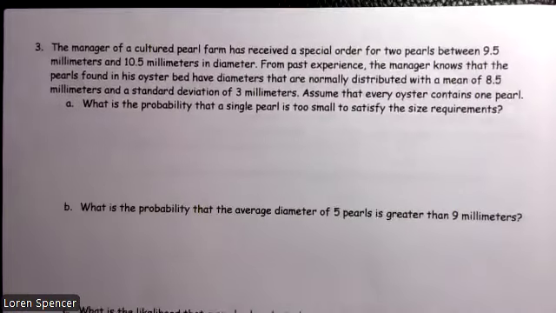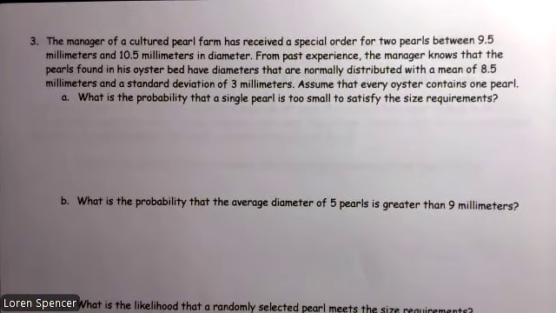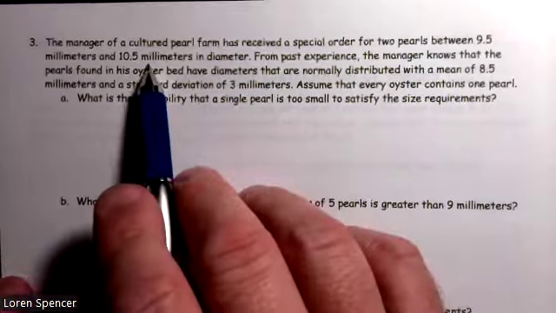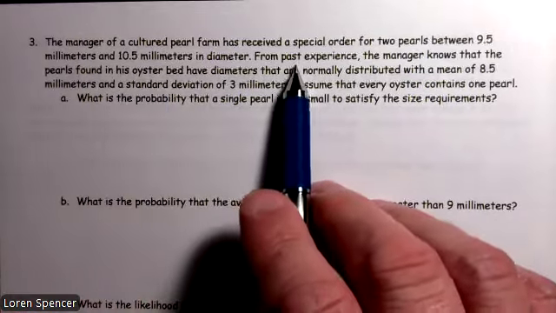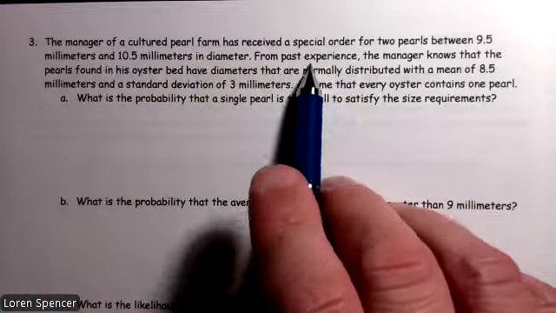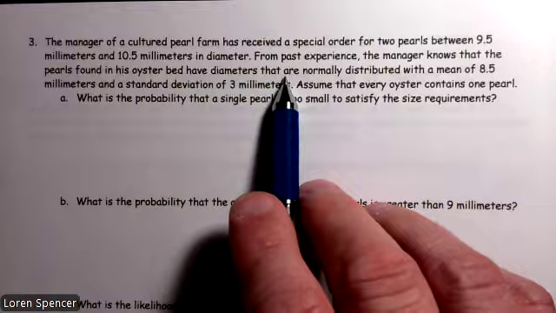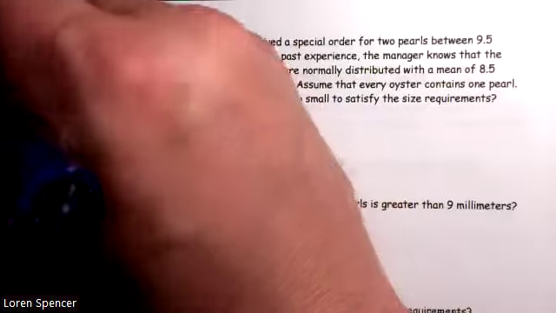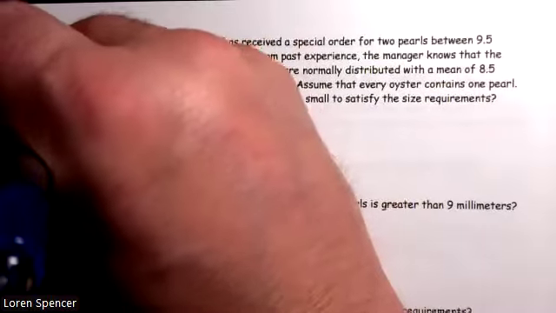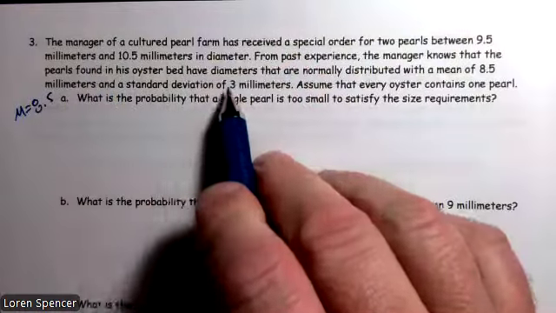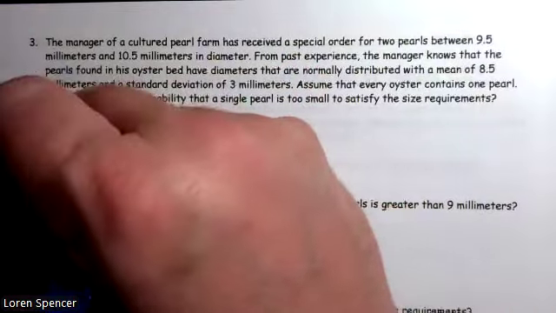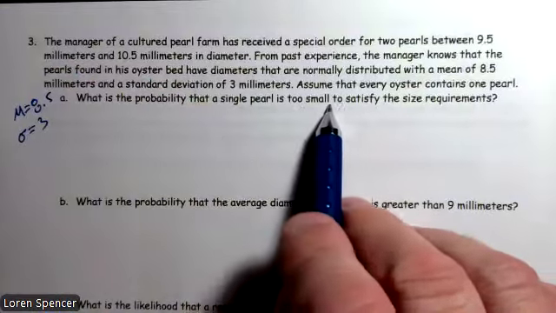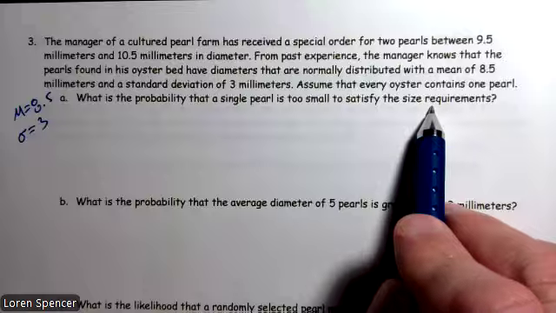The manager of a cultured pearl farm has received a special order for 2 pearls between 9.5 millimeters and 10.5 millimeters in diameter. From past experience, the manager knows that the pearls found in his oyster bed have diameters that are normally distributed with a mean of 8.5. All right, so we have a mean of 8.5. We'll note that down, and a standard deviation of 3. What's the probability a single pearl is too small to satisfy the size requirement?